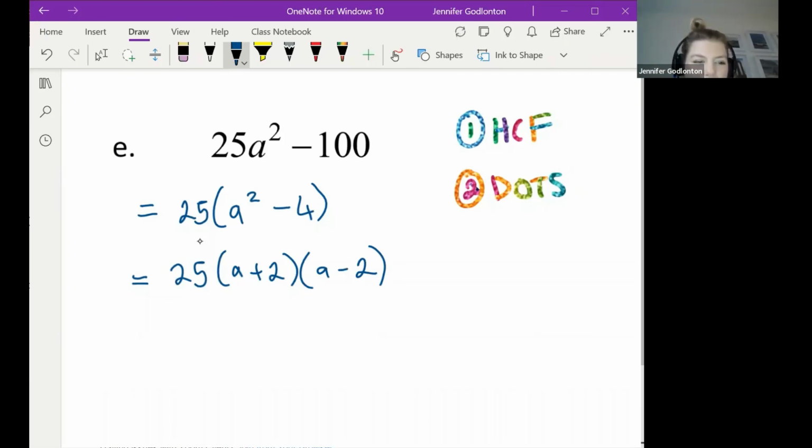So the only thing that happened that I think people got a bit confused was they have the wrong number over here. But that is how this question looks.